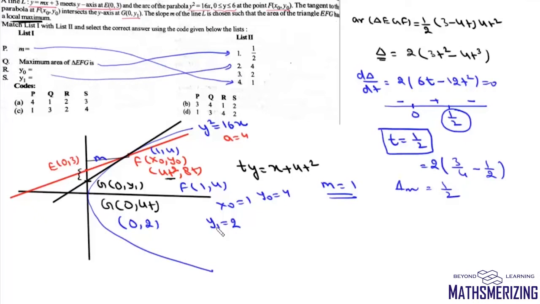And what's y1? y1 is 2. So it should be 4, 1, 2, 3, 4, 1, 2, 3. And that's your option number A.